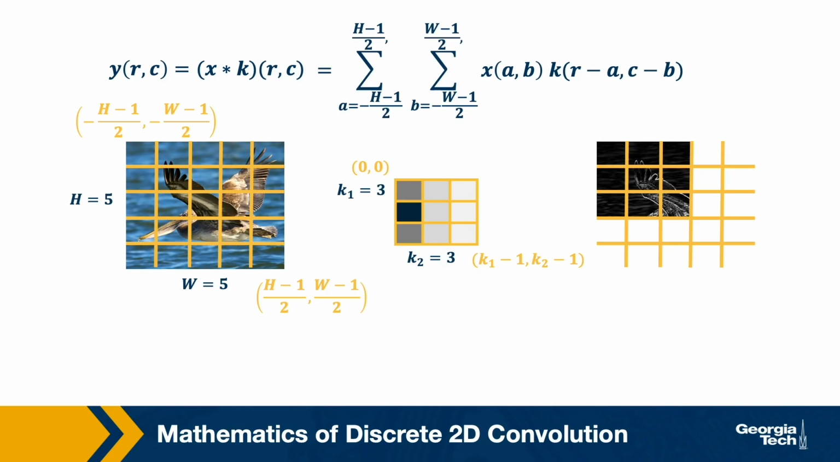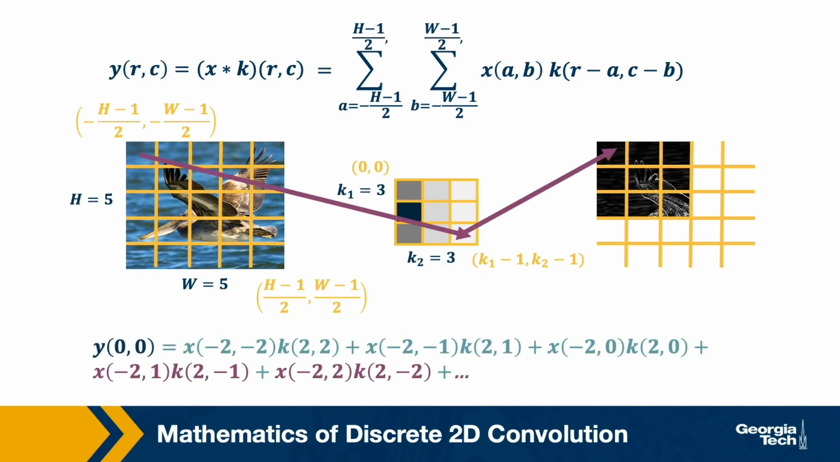Let's take a look at an example. Let's say y of 0, comma 0. What we're going to do is iterate over all the pixels in the input image. And so this includes, let's say, the upper left, which is x of -2, comma -2. And so now a equals -2, b equals -2.